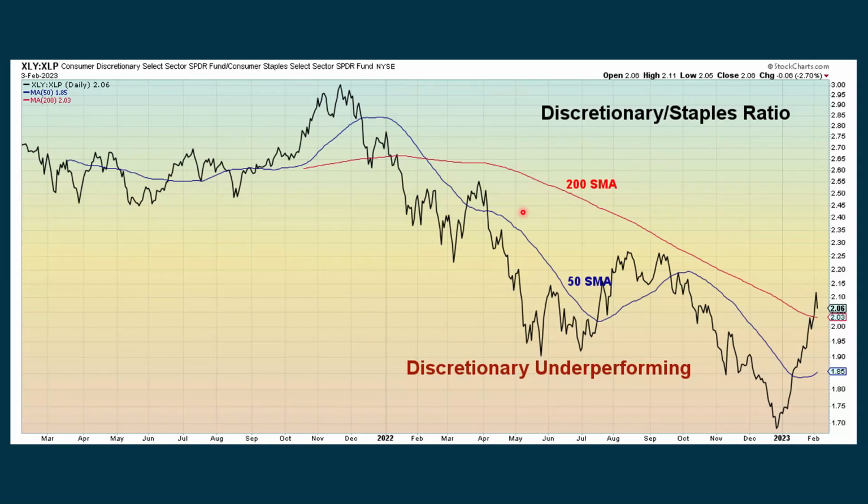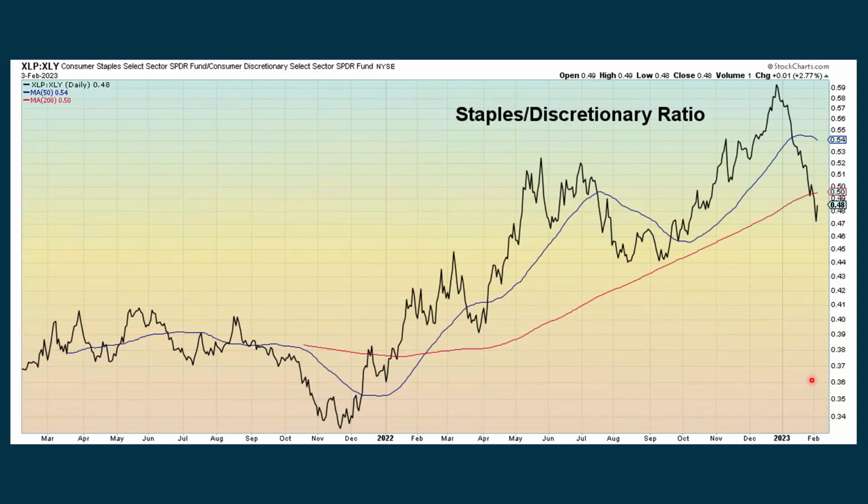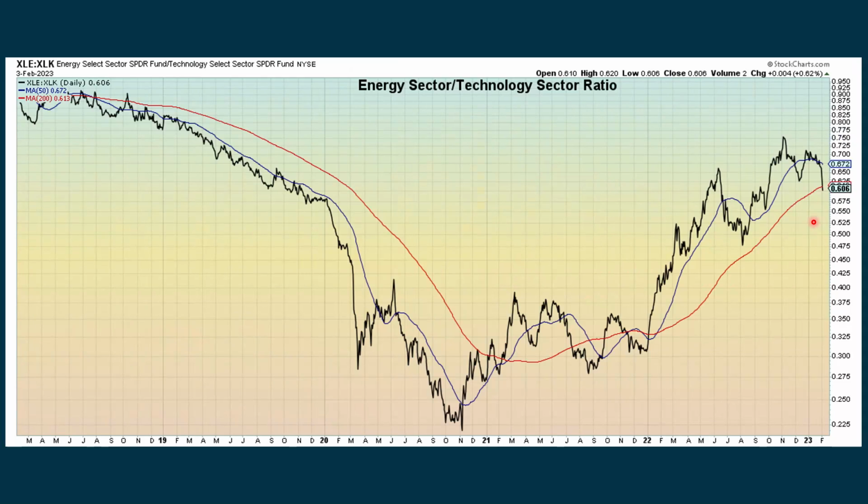Discretionary against staples shows how discretionary has really been underperforming staples, but it's been a really hot sector in early 2023. This shows staples against discretionary, just an inverse of that same chart. Staples had been doing quite well, but are starting to come back down, but they're still in an overall uptrend against discretionary. Looking at the energy sector to tech, energy had really done well in 2022. It's starting to show some weakness against tech.